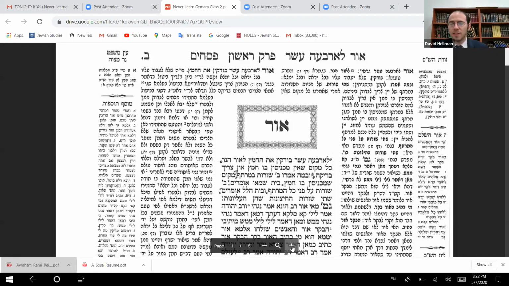Okay, so this is the opening Mishnah of Masechet Pesachim, and it reads as follows: Or, that's the opening word right there in the middle, Or la'arba asar. The middle column is the Gemara. The right column is Rashi. The left column is Tosfos, but tonight we're really just focusing on the Gemara.